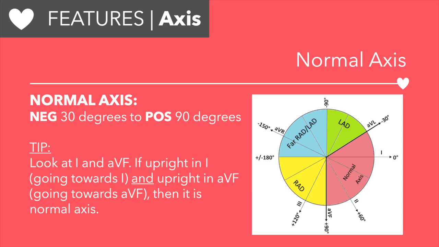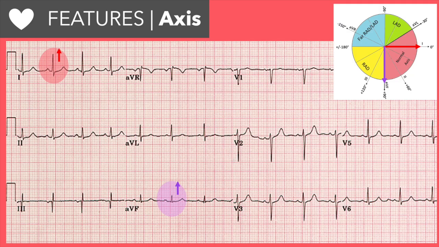The last item in the category of features is axis. The normal axis is -30 to +90 degrees. One tip is to look at leads 1 and AVF. If both are upright, the vectors are pointing towards 1 and pointing towards AVF. The average of these vectors will point in the direction of the normal axis area, which is bottom right in this diagram here.